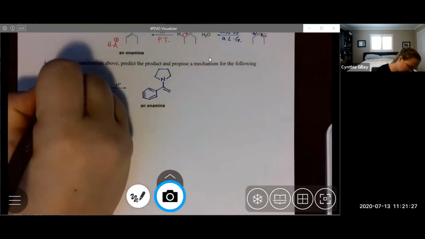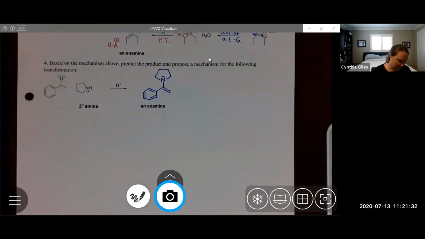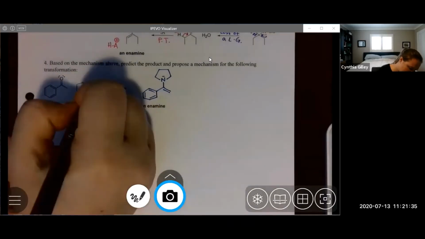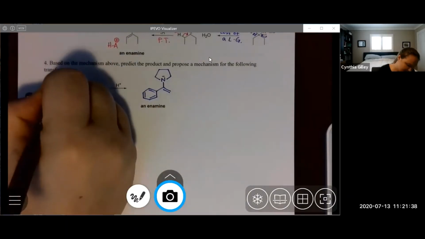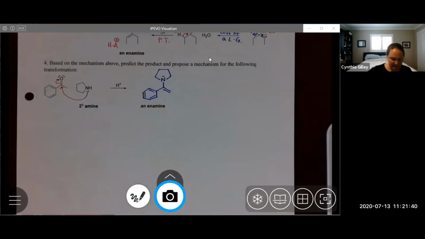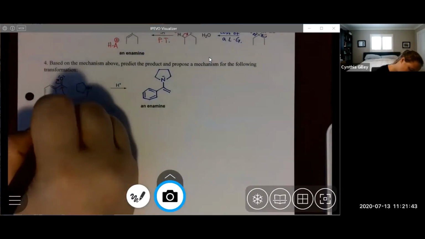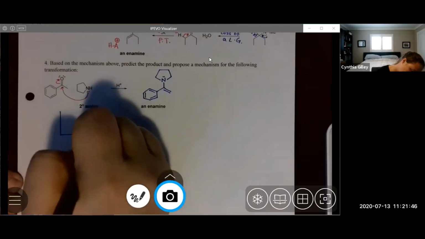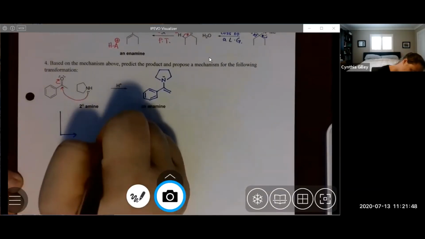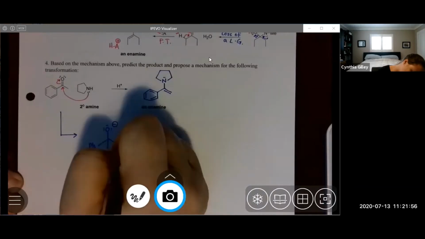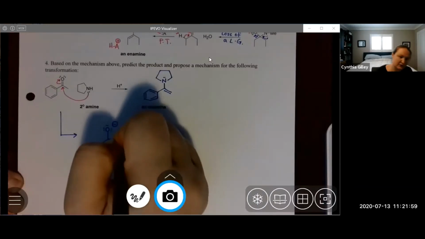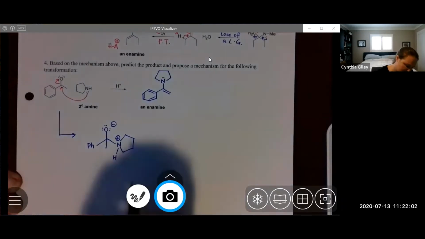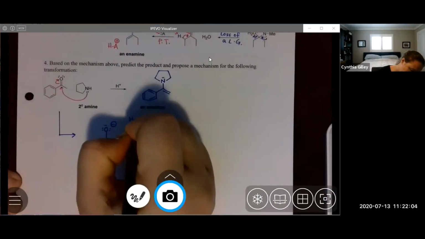So let's draw in the mechanism. We can start with drawing in all the lone pairs. And with nitrogen-based nucleophiles, we always do a nucleophilic attack as the first step. So we're going to show that nucleophilic attack, and generate charge on the oxygen atom, which will be immediately protonated by the acid in solution.